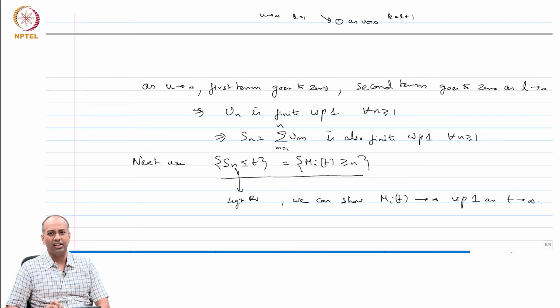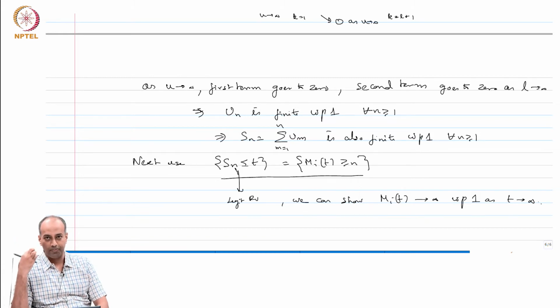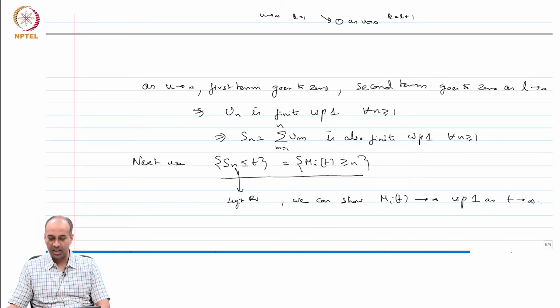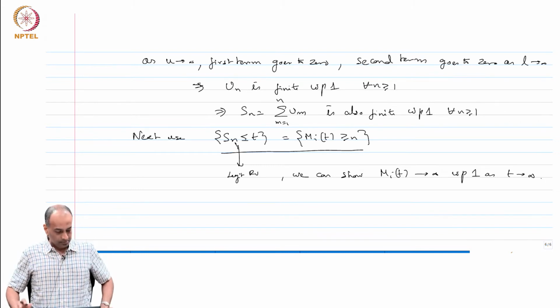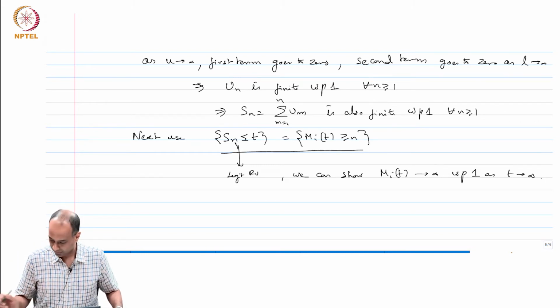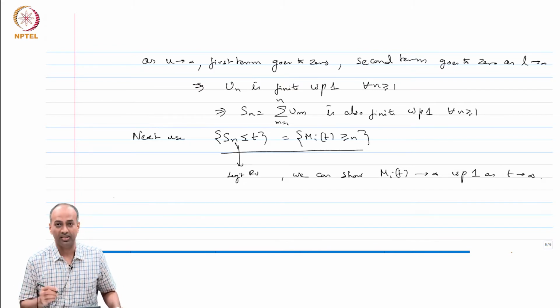Okay. If you go back and look at your lecture on renewal processes, we used some continuity of probability arguments and the equivalence between S_n and N(t) in the renewal process case to prove that N(t), the number of renewals, goes to infinity as t tends to infinity. A similar, almost identical argument can be used here to show that M_i(t) goes to infinity as t goes to infinity. Okay. So this number of transitions is going to infinity.